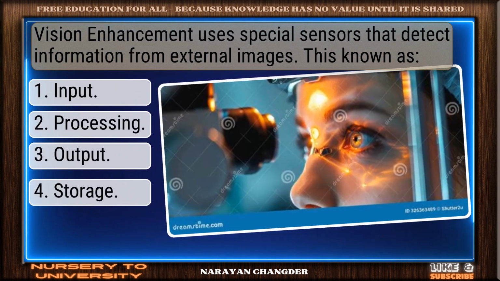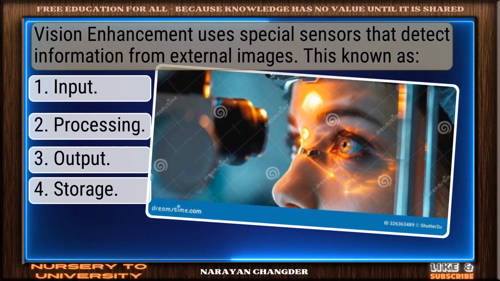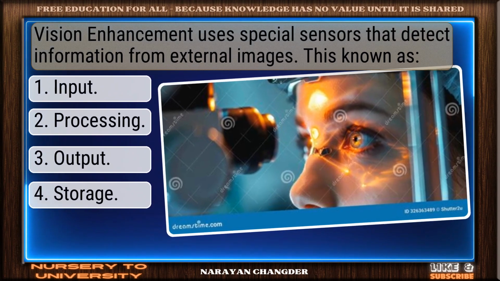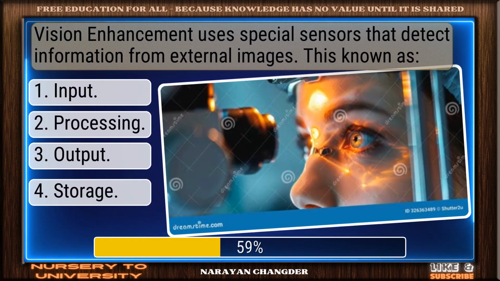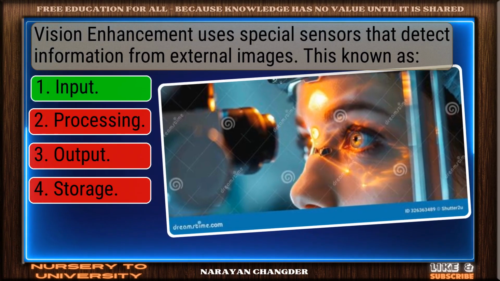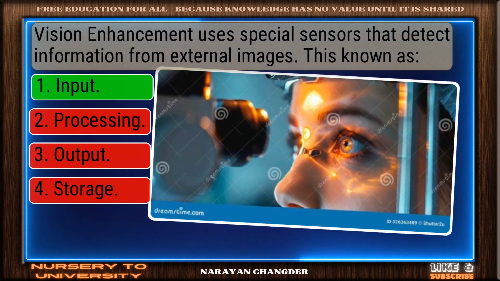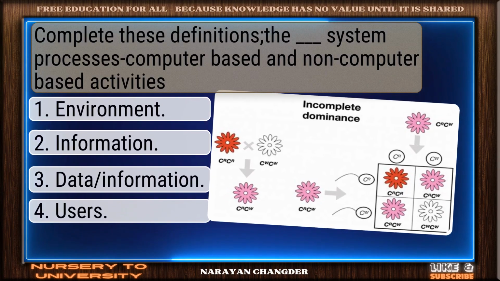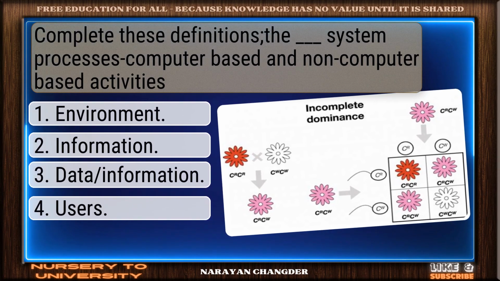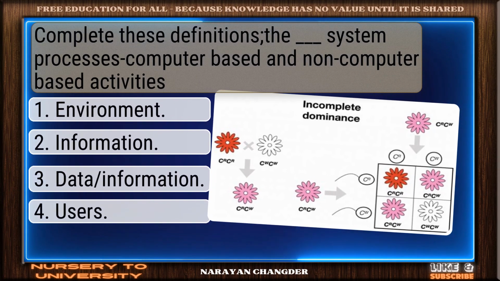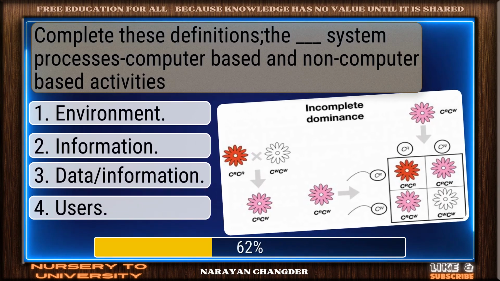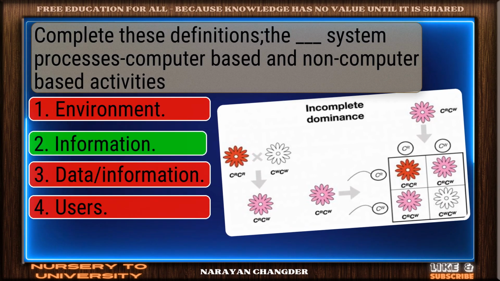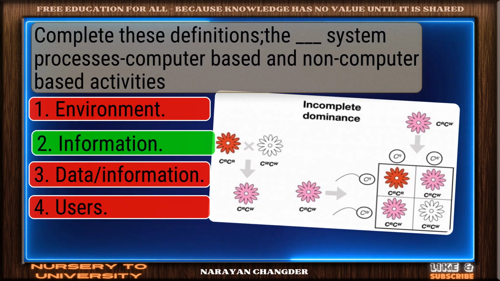Vision enhancement uses special sensors that detect information from external images. This is known as. You chose input. Correct? Complete these definitions. The Dash system processes computer-based and non-computer-based activities. Solid response. Information is valid.